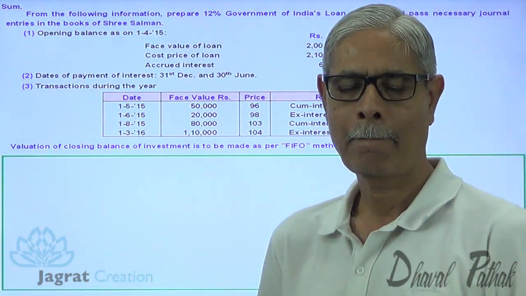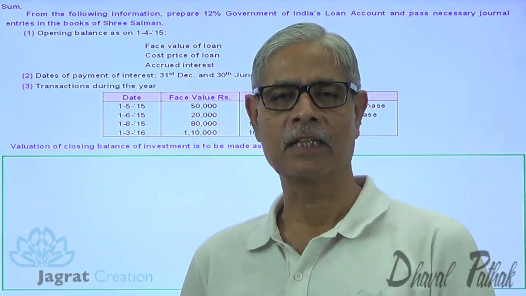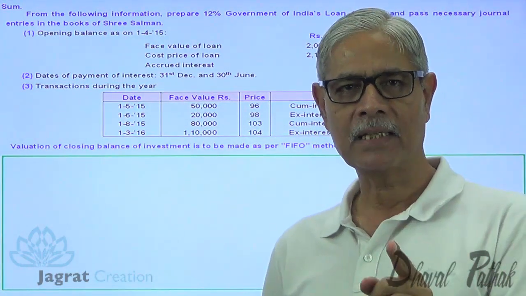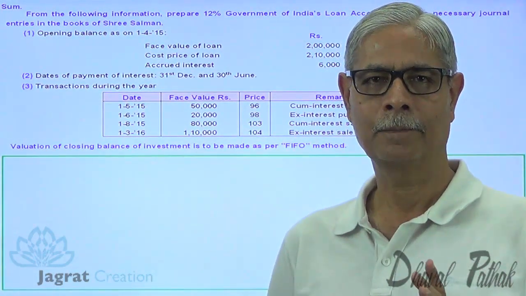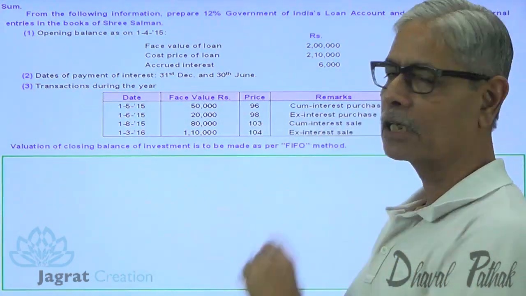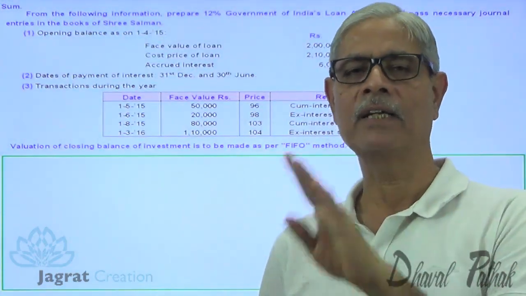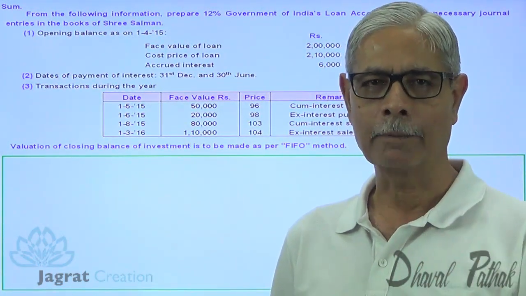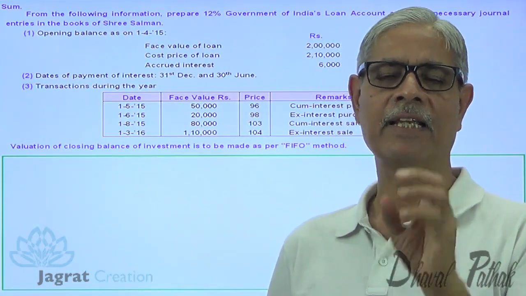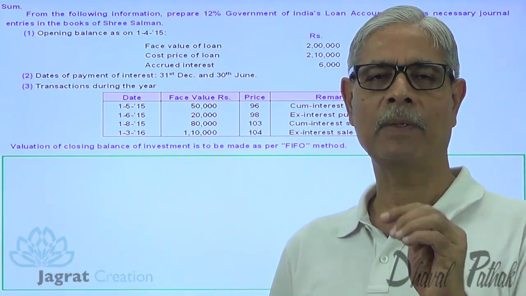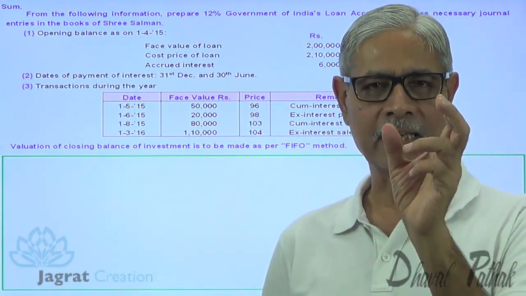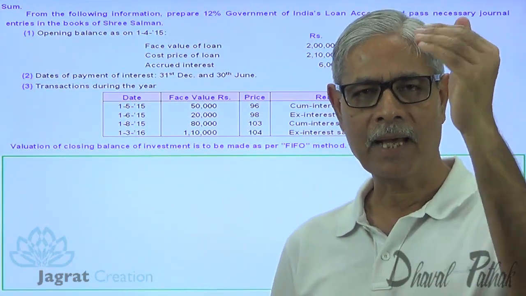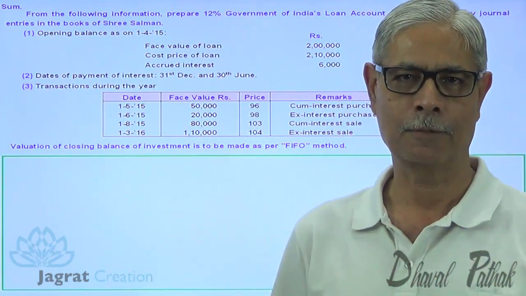In brief, I am going to consider all these points while solving the sum in more detail. But in brief, cum-interest price means price which includes interest element. Ex-interest price means price without interest element. Now the price is given cum-interest or ex-interest, whatever it may be, the interest exchange takes place. The interest calculated for such exchange is for the period from the last date of interest till the date of transaction.